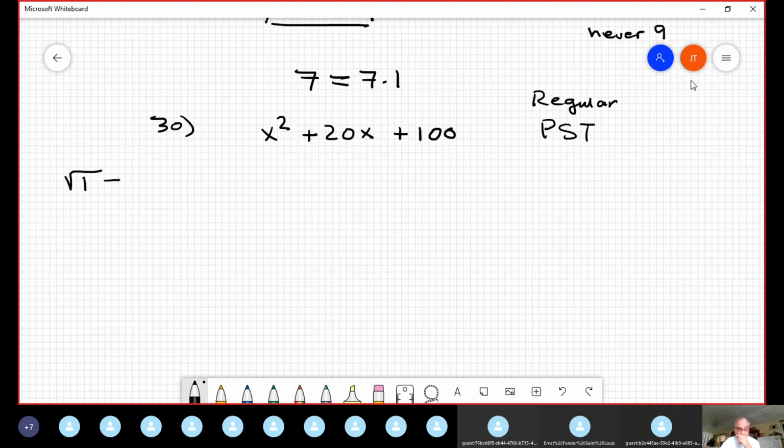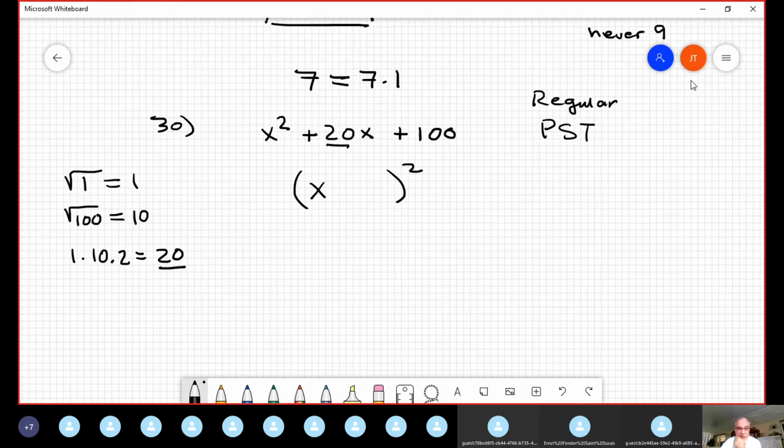So I know that the square root of 1 is 1, and the square root of 100 is 10. The verification is you multiply this number times this number: 1 times 10 is 10, and times 2 is 20. Wow, it's exactly the same. And the factorization is super easy. Only one parenthesis, squared. It's x, the square root of this guy, and the square root of this guy is 10. It's plus, because it's plus here, plus here. This is the answer.